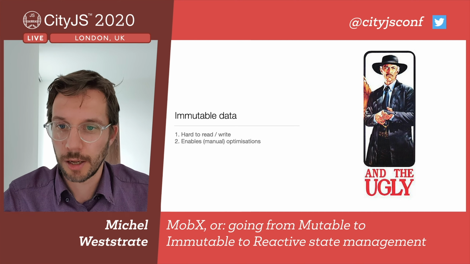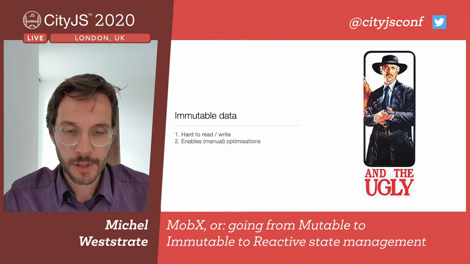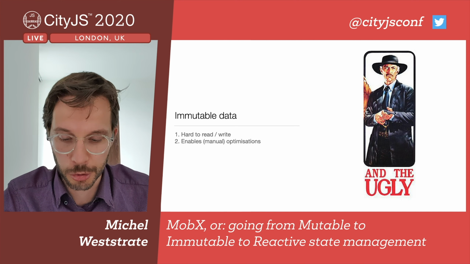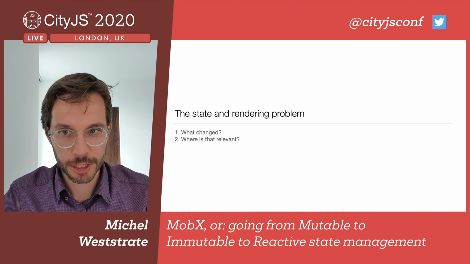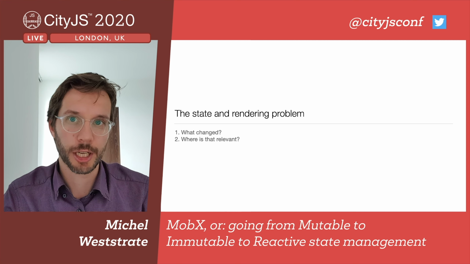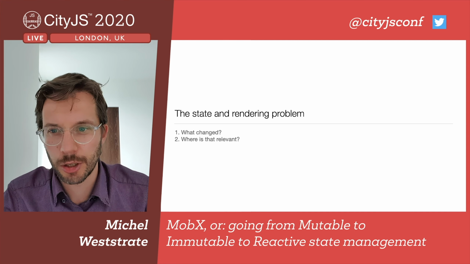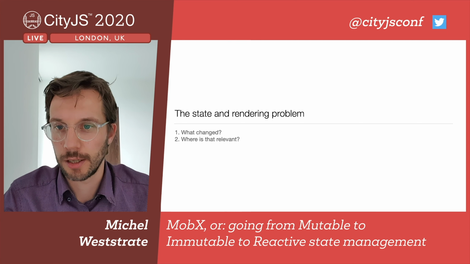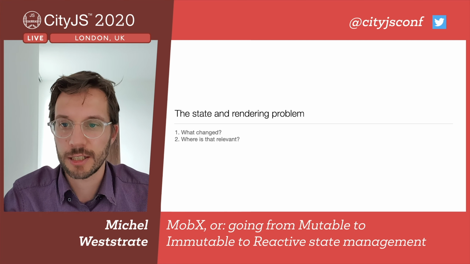But it does allow for manual optimizations and memoization techniques. So we can get better results with this. It's far better than using mutable data. But when we look at our original problem, we can determine quite effectively what changed by doing reference comparisons. But it's still hard to determine where it is relevant. And so that's why we ended up writing this custom function, or custom selectors if you use, for example, Redux, to figure out whether the change is actually relevant.